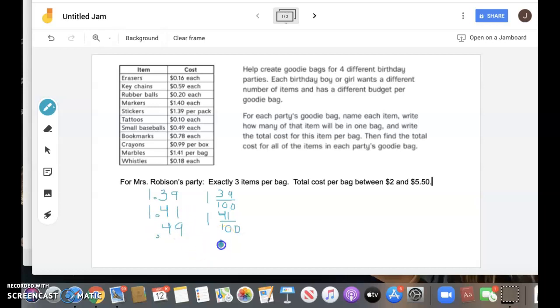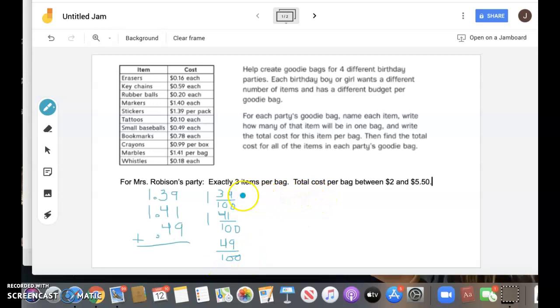49 cents is the same as doing 49 over 100. So now I need to add up my 3 items to make sure that my cost falls between $2 and $5.50. So I can add it up 2 different ways. I can add up my fractions, or I could add it up like this. So first we're going to do our fractions. I ran out of room at the bottom, so I'm going to write it over here.